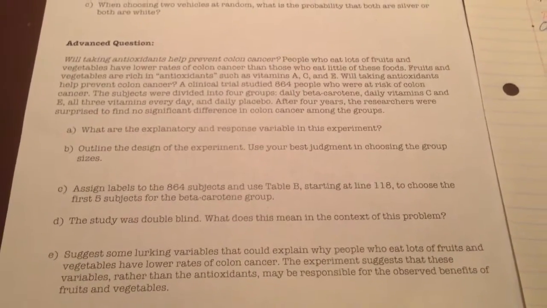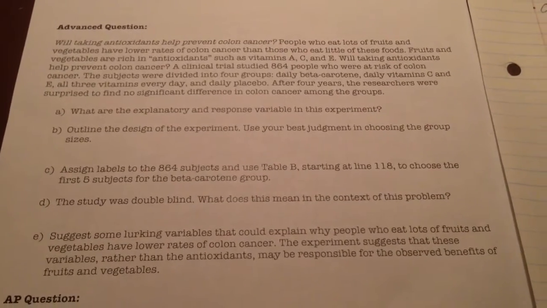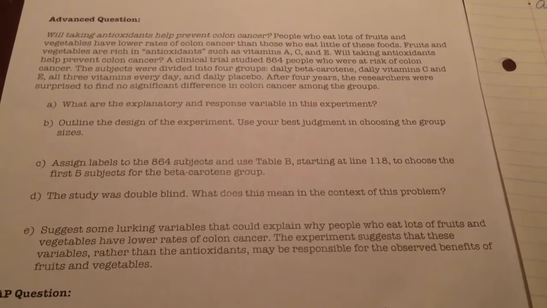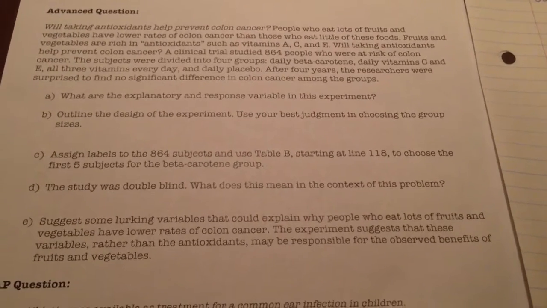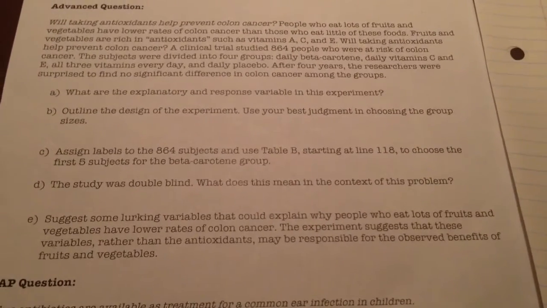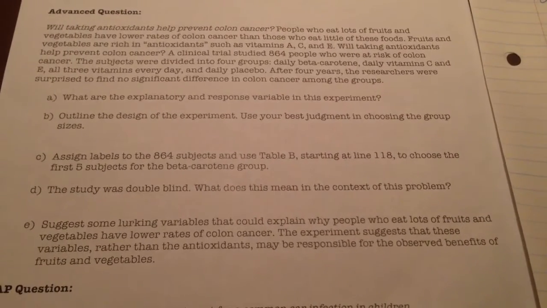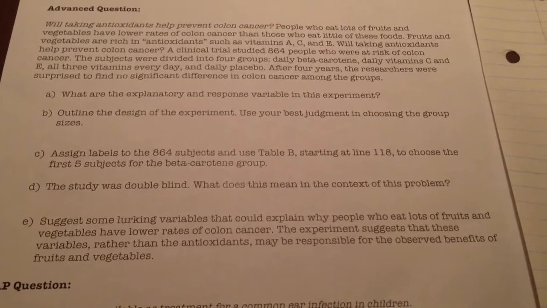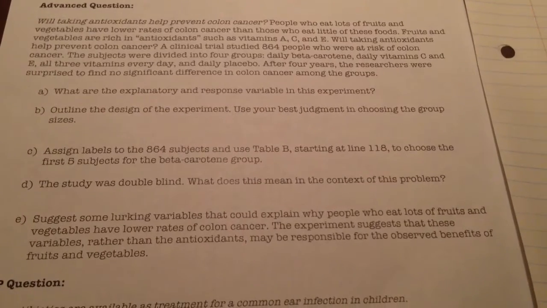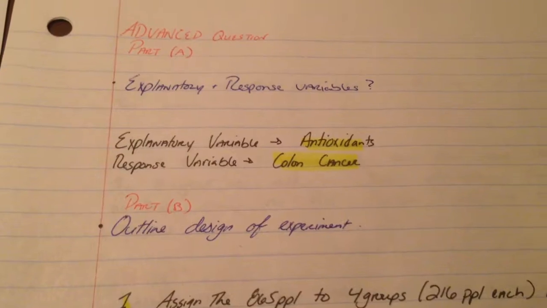Now, moving on to the advanced question for Quideo number 3. This question is pretty much dealing with antioxidants and how they might prevent colon cancer. If you want me to read this question right here, it says, people who eat lots of fruits and vegetables have lower rates of colon cancer than those who eat little of these foods. The fruits and vegetables are rich in antioxidants such as vitamins A, C, and E. And they just want to know pretty much, will taking these antioxidants prevent colon cancer? So they do a trial on 864 people who are at risk of colon cancer and divide them into 4 groups of 4 different vitamins for them to take daily for 4 years.